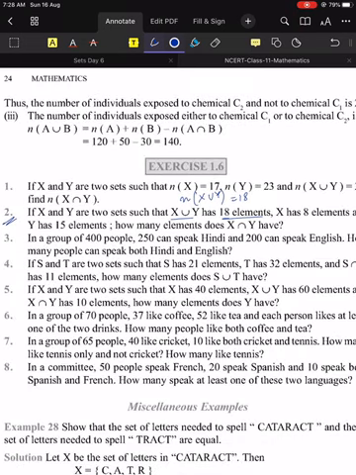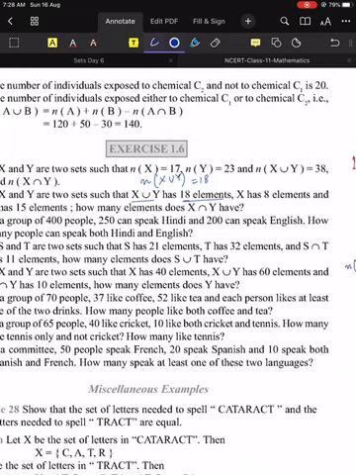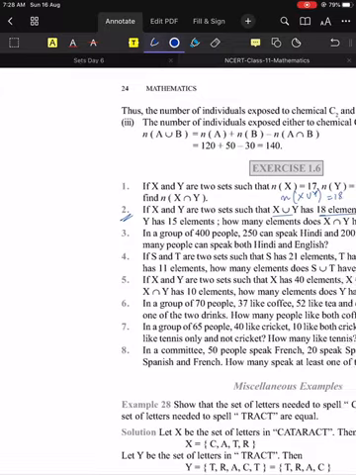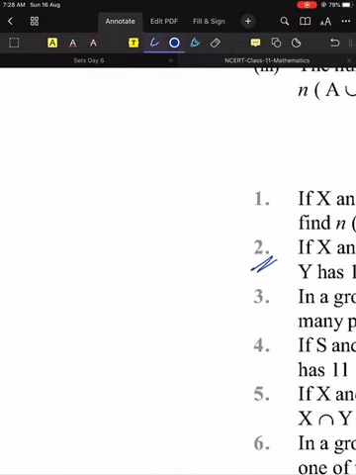Question number 3. In a group of 400 people, 250 speak Hindi, 200 speak English. How many people can speak both Hindi and English? They're talking about people speaking Hindi and English. So first, for question number 3, I write H as the set of people speaking Hindi.